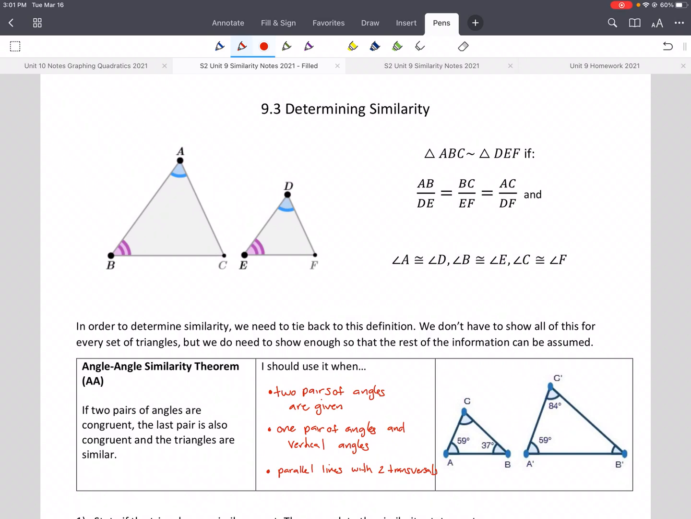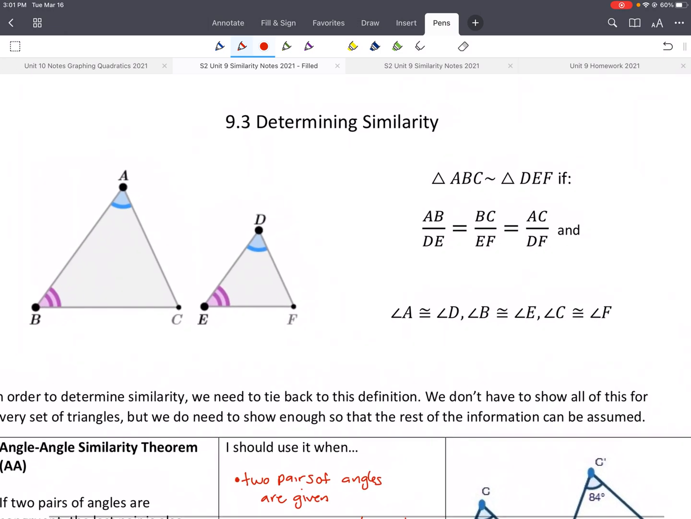Hey everybody, we're doing 9.3, determining similarity today. So in 9.2, we were given that some triangles were similar, but now we're going to find or determine if two triangles are similar.